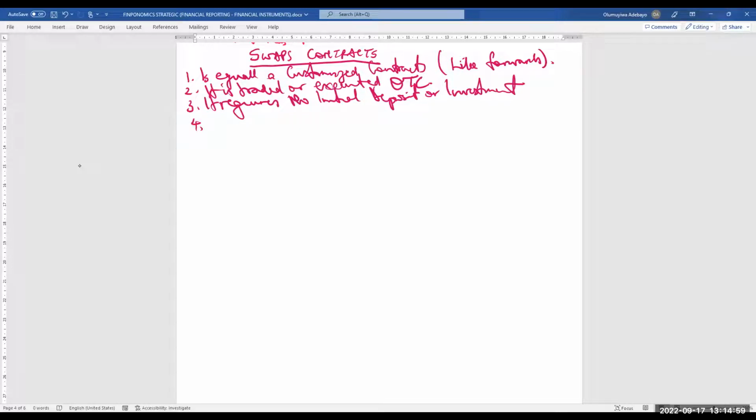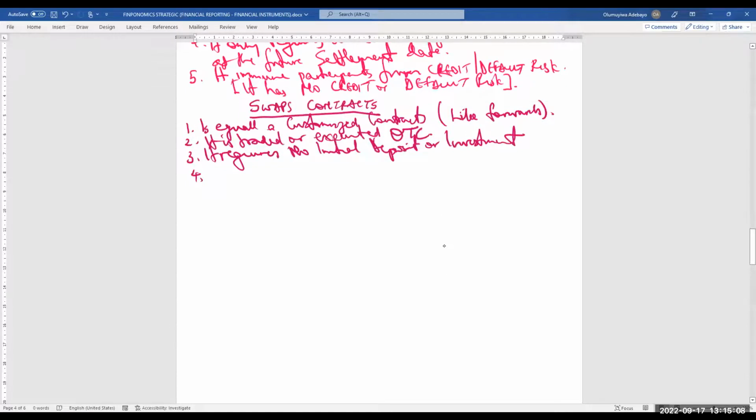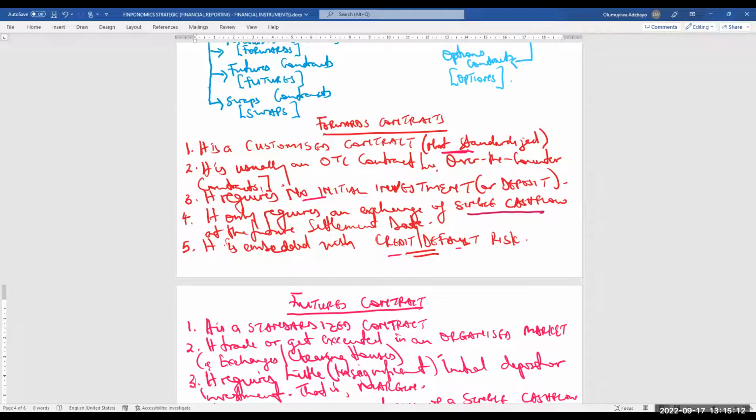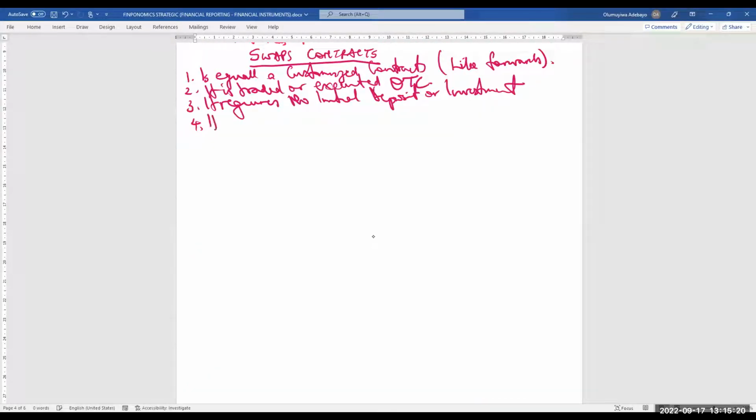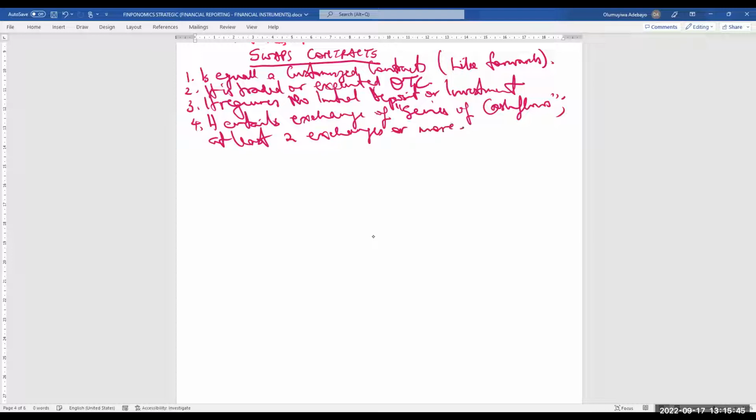But in this case, unlike a forward contract that requires a single cash flow, no, a swap requires more than a single cash flow, at least two cash flows, which means it entails an exchange of a series of cash flows. To make it a series means at least two exchanges or more. Next, like a forward contract, it has a credit or default risk.